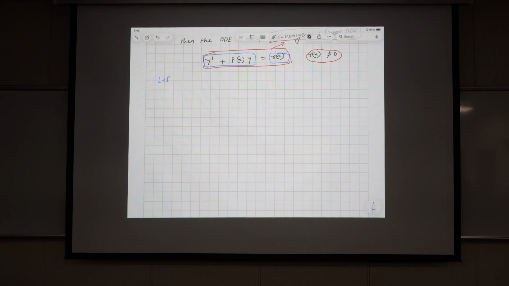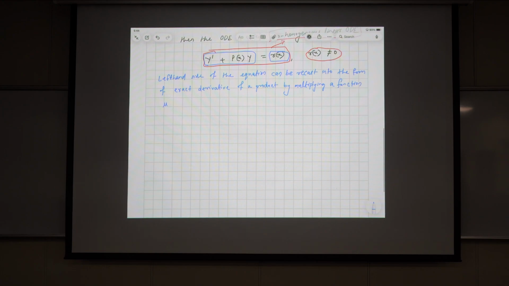So this left hand side of the equation can be recast into the form of exact derivative of a product by multiplying a function mu(x).